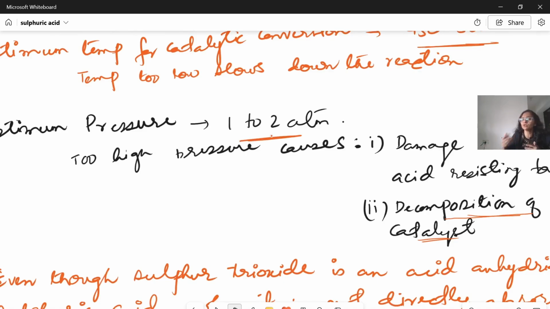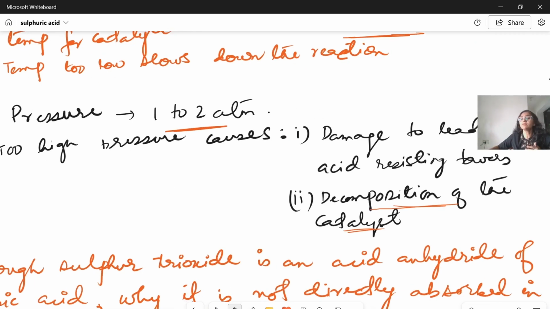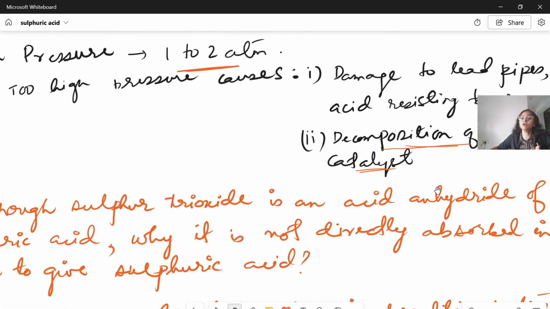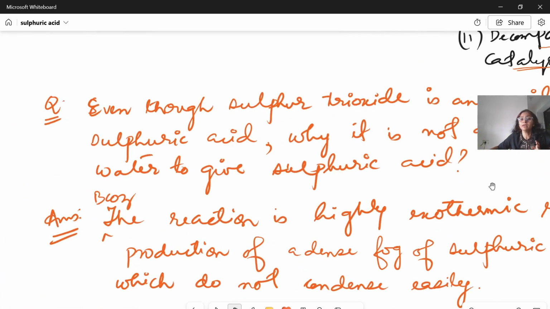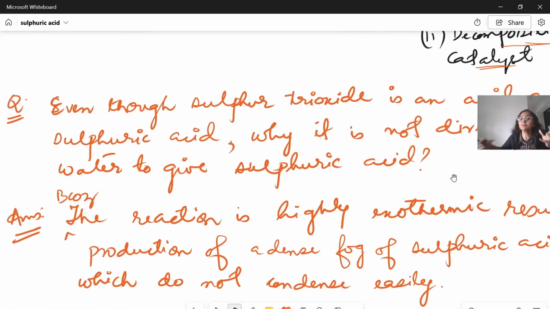If the pressure is higher, what is the problem? The problem is that it will damage the lead pipes and the acid resisting tower. It will also decompose the catalyst, so it is not preferred. Next is, why are we absorbing it through sulfuric acid?